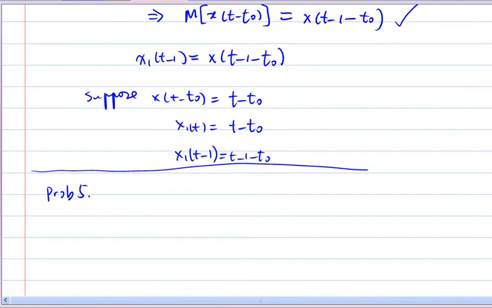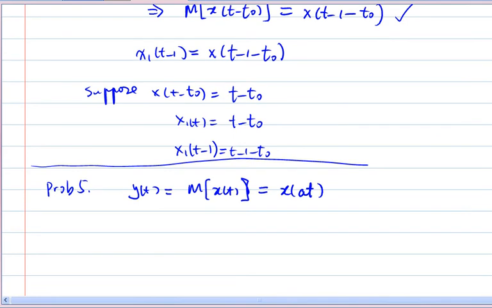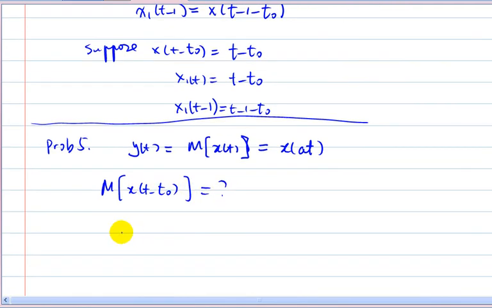So let's take a look at the number 5 question. You can do that in a similar way as we did in number 4. My system here is y of t equals x of at. If I want to check the time invariant system, let's do the same thing. You're still going to need to check what this equals, and what this equals. Maybe still do the simple one here.